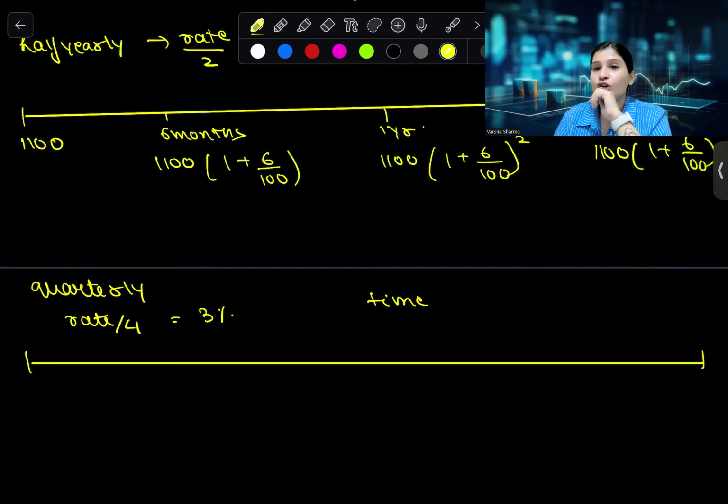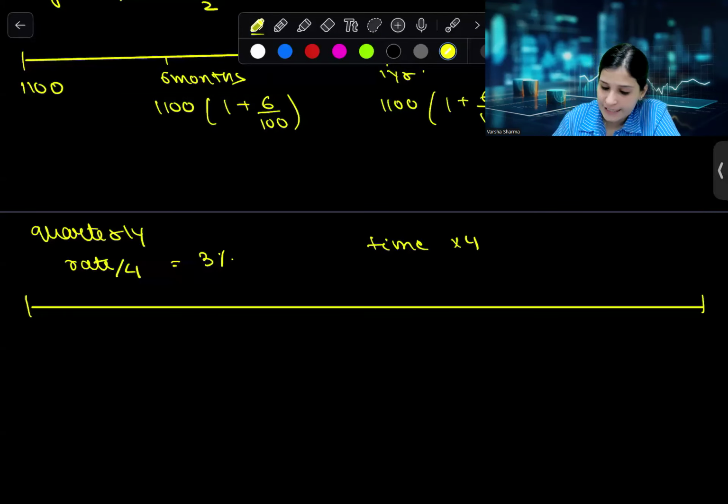In 1 year, how many installments? 4. When we are doing half yearly, we divide the rate by 2 and multiply the time by 2. When we are doing quarterly, we divide the rate by 4, and in 1 year we are paying 4 installments. So in 5 years, how many installments will I pay?